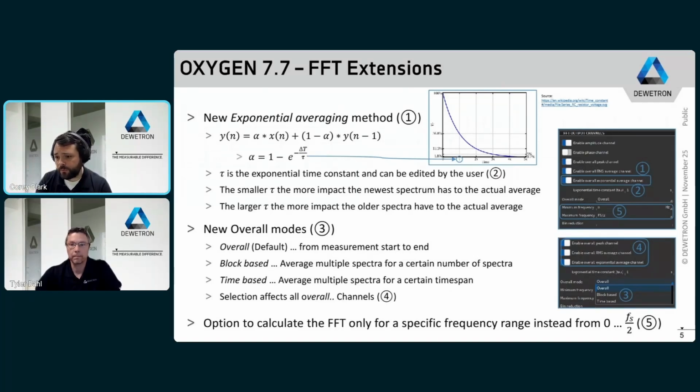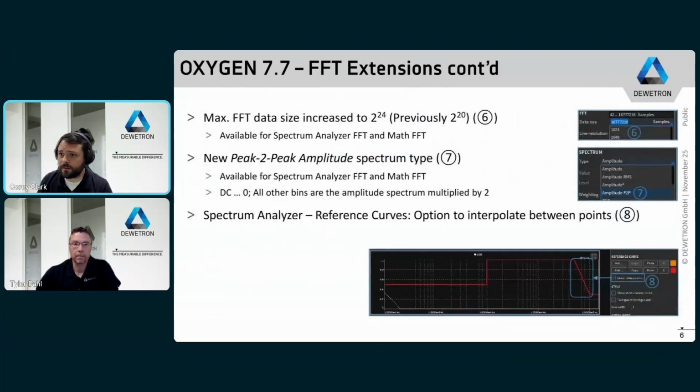Lastly, on this slide, we have a point where we can set to calculate the FFT for a specific frequency range instead of the standard, which calculates up to the Nyquist frequency. So this will reduce the amount of calculation that's required by the CPU, freeing up some of the resources on your system. Next slide is going to just let us know that we have increased the data size of our FFT to 2 to the 24th. If you remember, maybe like a year ago now, we increased this to 2 to the 20th to support some of our higher speed cards for when doing the FFT calculations.